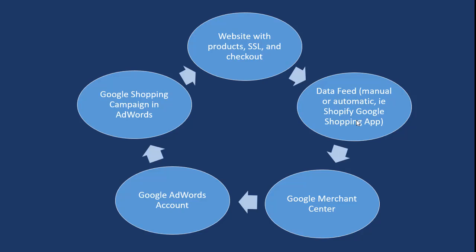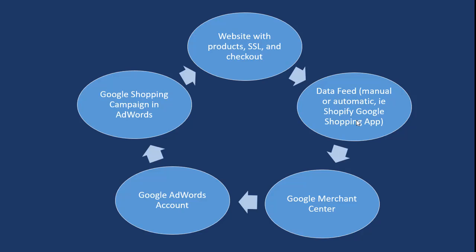Once you have that data feed, it goes into Google Merchant Center. Google Merchant Center is the platform that bridges your data feed to Google AdWords. It's pretty simple, and I'll go over that in detail. Now, Google AdWords connects to Google Merchant Center. Google AdWords is where you're creating the ads. Merchant Center feeds that product data and your settings into Google AdWords and says, here's your catalog. And then Google AdWords uses that catalog to run ads.